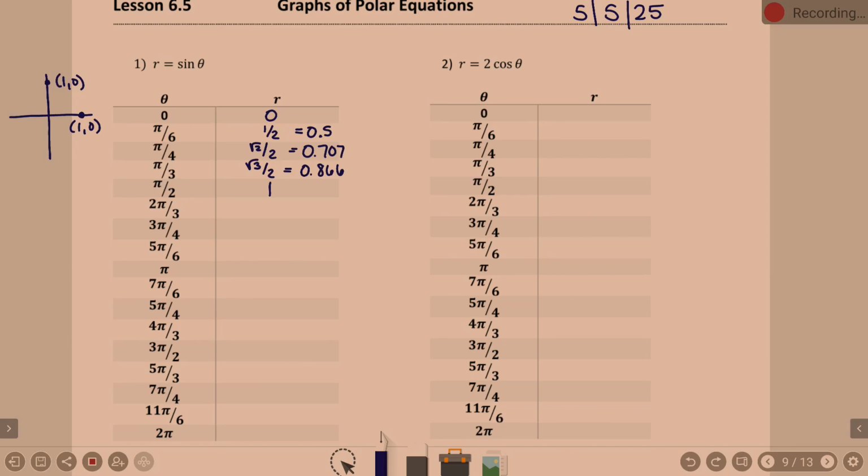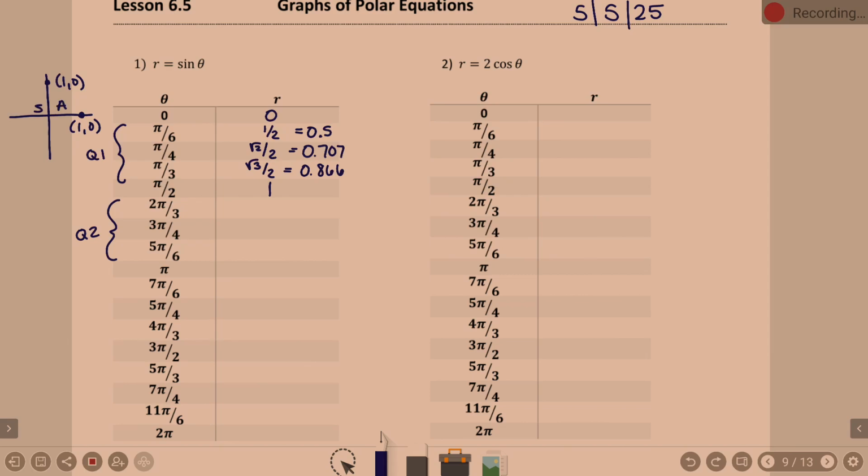Okay, guys. What happens with these next three? 2 pi over 3, 3 pi over 4, 5 pi over 6. Yeah, they're in quadrant 2, yes? So these three right here were all quadrant 1, and these three are all quadrant 2. What do you know about sine values in quadrant 2? They're positive, right?